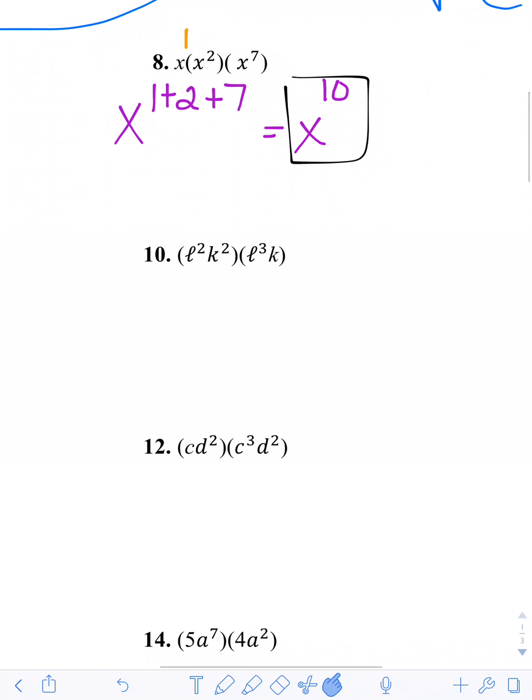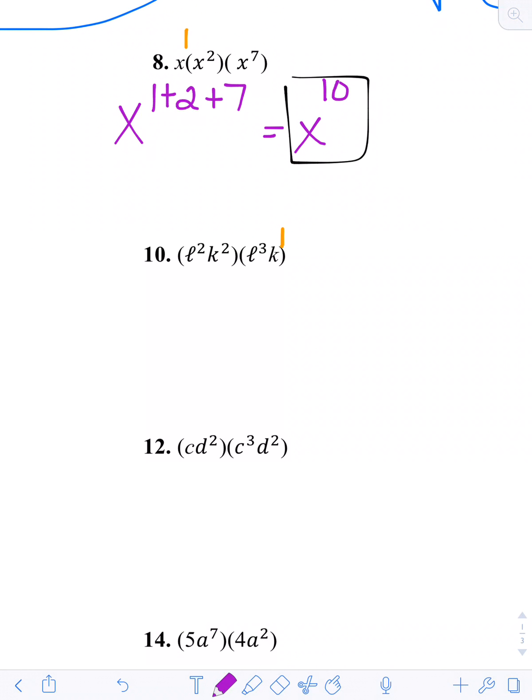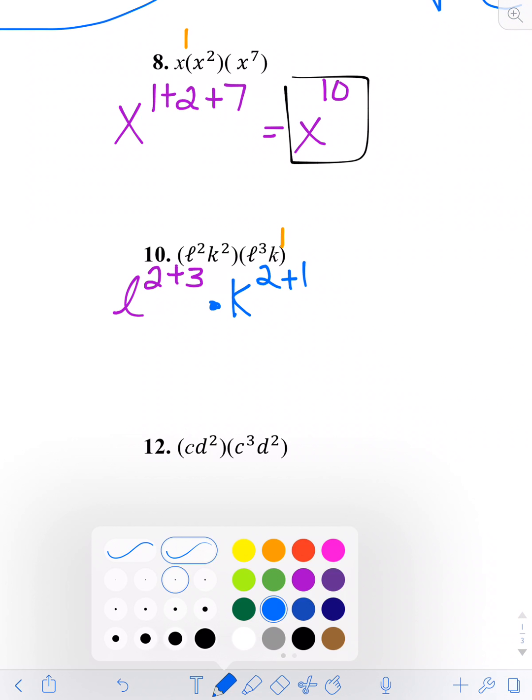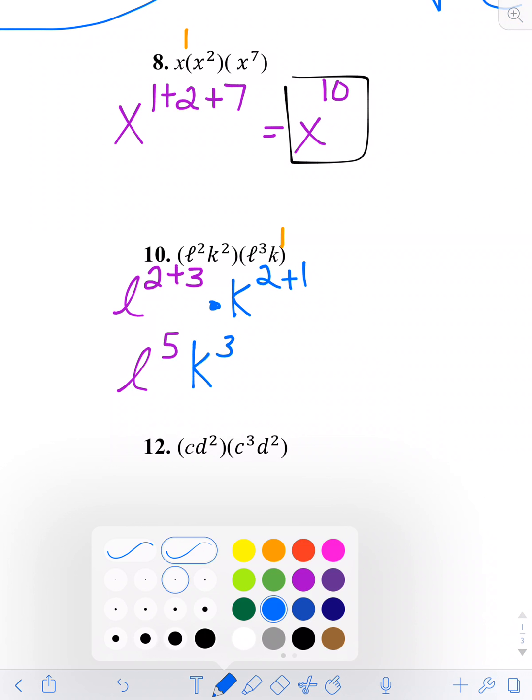All right, number 10. So again, first thing I like to do is where I don't technically see an exponent, I put 1 there. So if you look here, this k needs to have a 1. And then I'm just going to split it up between my two different variables. So here I have L. We have a 2. And then the other L has a 3. And then I have K. We have 2 plus 1. And so we're just going to simplify. 2 plus 3 is 5. And then K, 2 plus 1 is 3.